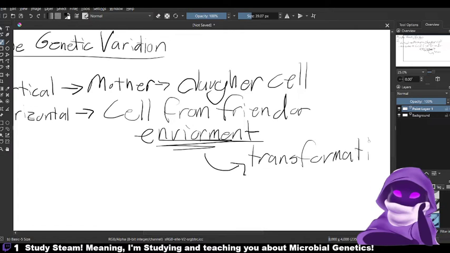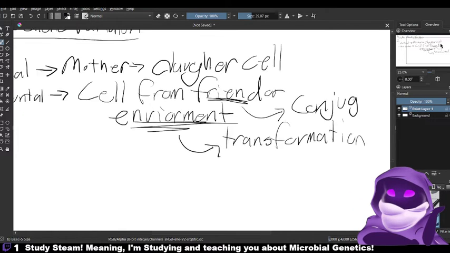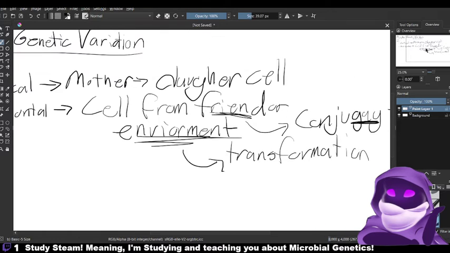Transformation. How about from a friend? A friend is transduction, or I'm sorry, is conjugation. Conjugation, and how I remember that is it's got gay in it. It's from a friend, your conjugation. It's kind of like sex, but also it's not. So conjugation is when you are getting stuff from a friend, and or foe. Honestly, you can get things from foes as well. And foe, that is transduction.